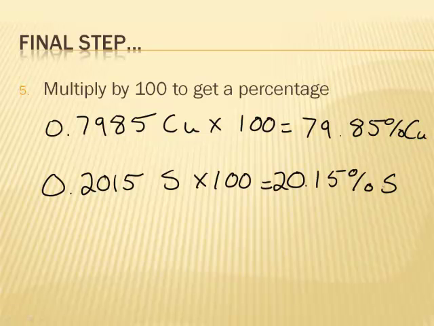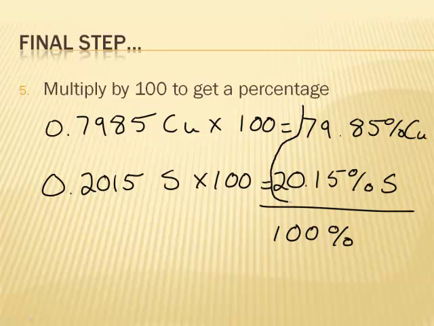So this is one way I can check myself. Does it add up to 100%? Add those two together, I get 100%. It probably won't be exactly 100%, depends on how you round your molar masses, but it should be pretty close to 100%, 99%, 98%, something like that. So my answer would be 79.85% copper and 20.15% sulfur.